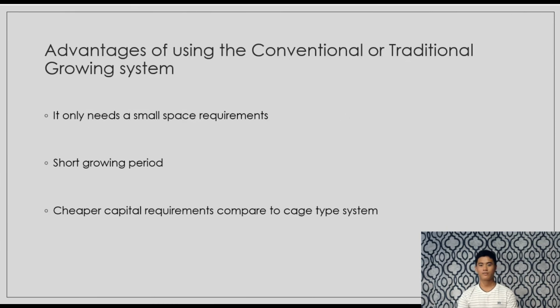The advantages of using the conventional or traditional growing system. First, it only needs small space requirements. Only need 1 square foot per bird. Second, short growing period. Lastly, cheaper capital requirements compared to the cage type system.